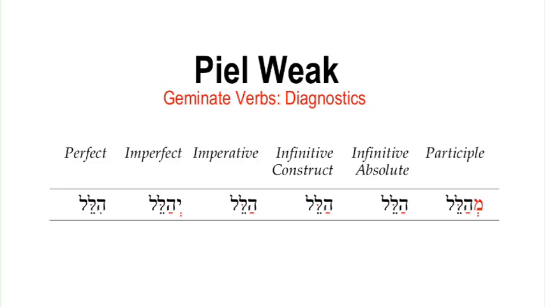You can see here that in each of the forms, all of the strong verb diagnostics are maintained. Every form has a dagesh forte in the second root letter. In the perfect, there's the hirik under the first root letter. In the imperfect, you have shewa pathach forte. And throughout the different forms, you can see all of the strong verb diagnostics. So, for the geminate verbs, there is no weakness to encounter. In fact, like some of the other weak verbs, they're considered strong in the PL stem because they don't exhibit any weaknesses.